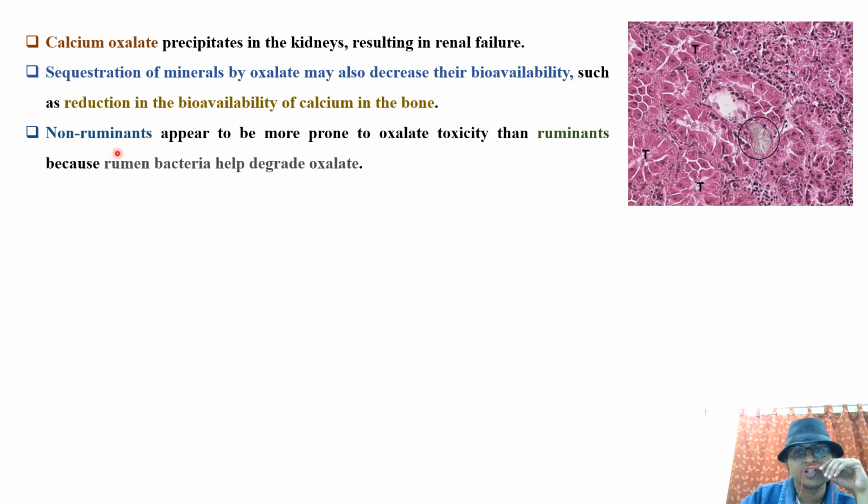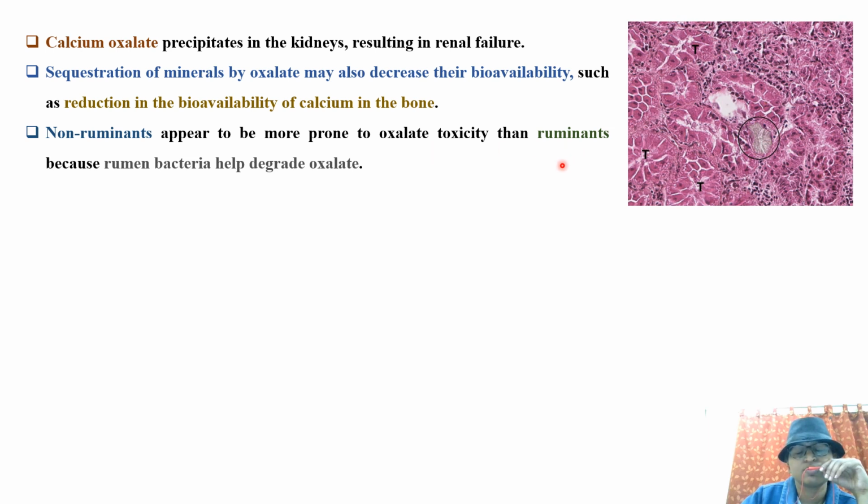Non-ruminants. You have to understand two types: cow or cattle, grazing animals called ruminants, because their digestive system is different. Unlike us, we have a single stomach. The ruminant animals' digestive tract is completely different from non-ruminants. So non-ruminants appear to be more prone to oxalate toxicity.